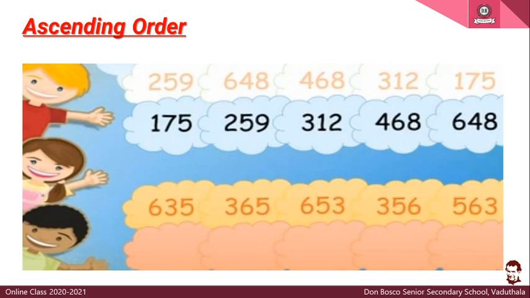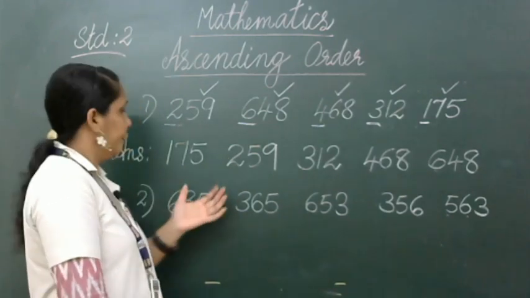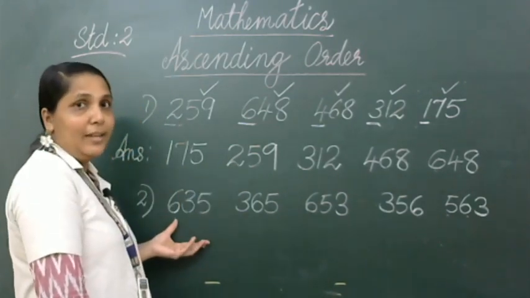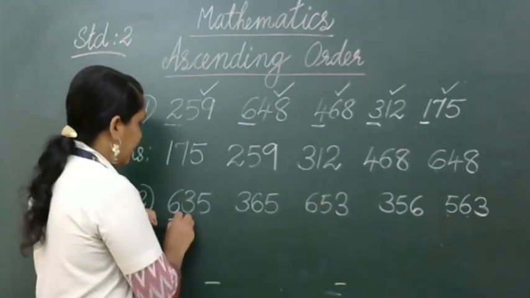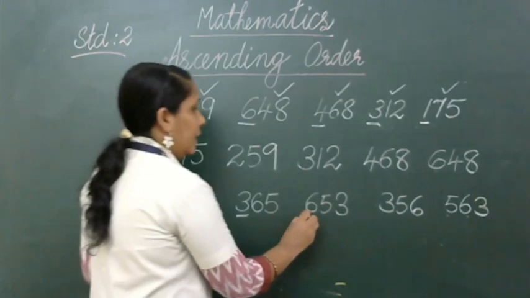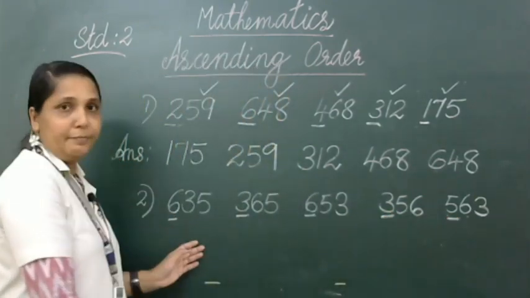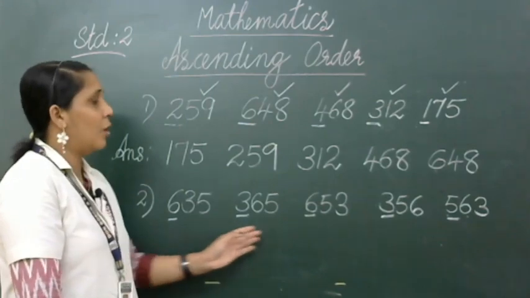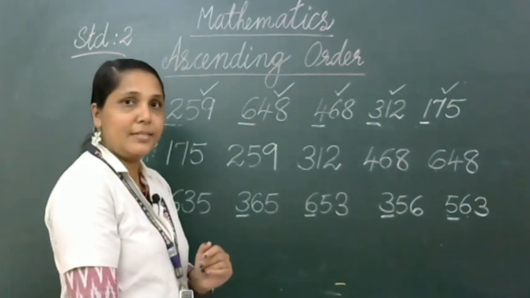From this we have to find out the smallest number. So which is the smallest one? How will you find out? Same thing. Underline the leftmost number. 6, 3, 6, 3 and 5. These are the leftmost numbers. Which is the smallest among these numbers?